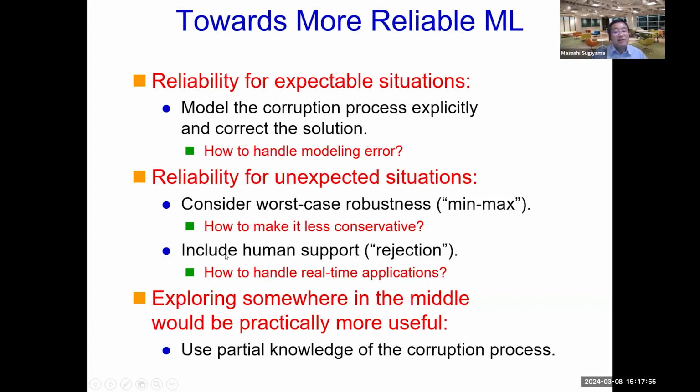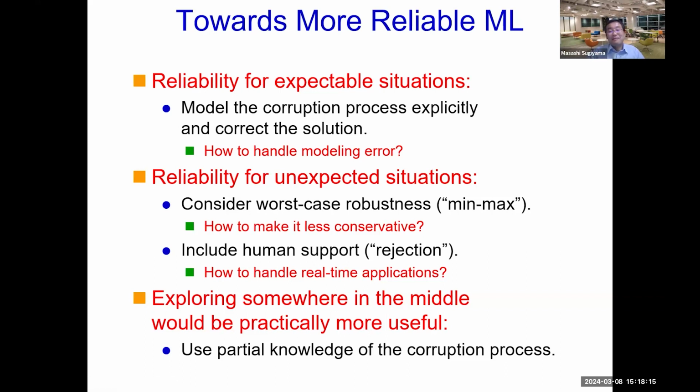Or sometimes we prefer to include human support, like rejection, for example, or human feedback. Then if something wrong is happening, we can stop it and do manual processing. But this is possible only for offline applications, like medical image processing, medical image analysis.